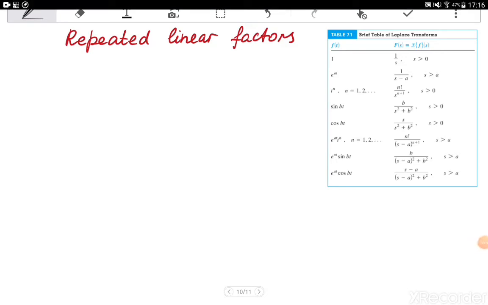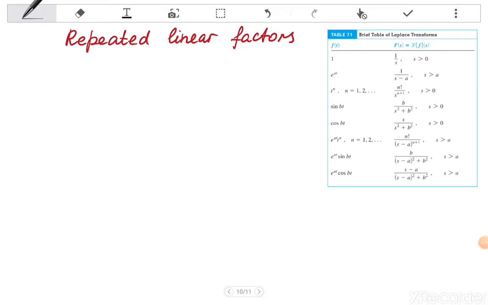This is part 5 of the second lecture of week 9. Here we discuss the second thing that you may have when you use the method of partial fractions. This is repeated linear factors. So what does it mean?